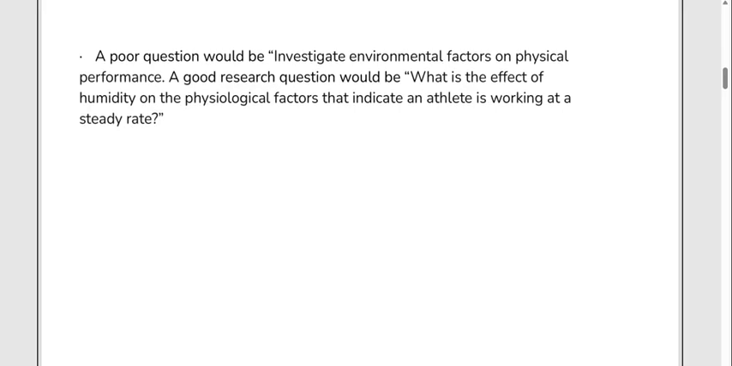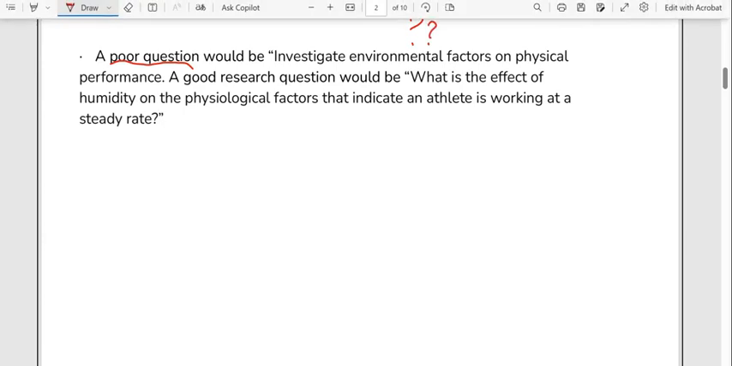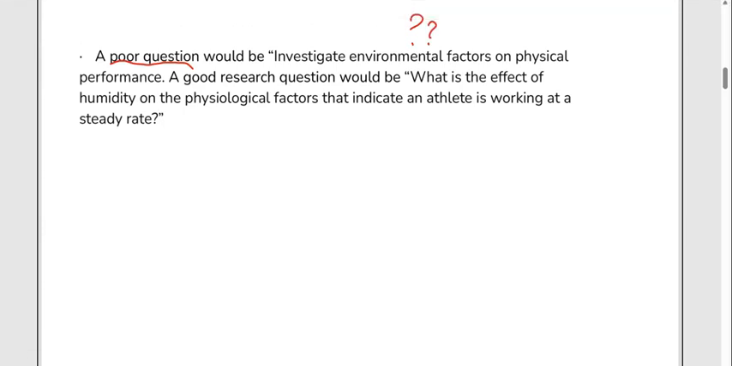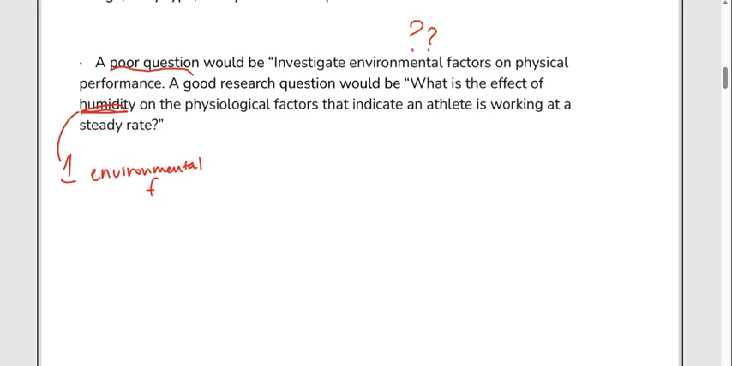Here's a good example. A bad question would be investigating environmental factors. Hello, there are a lot of things in your environment, on physical performance. No. A good question, or a better question: what is the effect of humidity? So this is one environmental factor, on the physiological factors that indicate an athlete is working at a steady rate. So specifically just factors that indicate steady rate work.